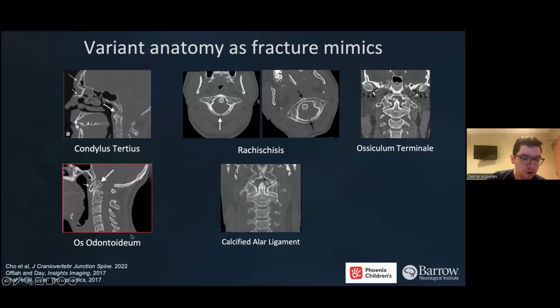The os odontoideum is thought to either be congenital or from a prior dens fracture. And this one is more important. I highlighted in red because these patients often present with mobility and may need fusion from pain.